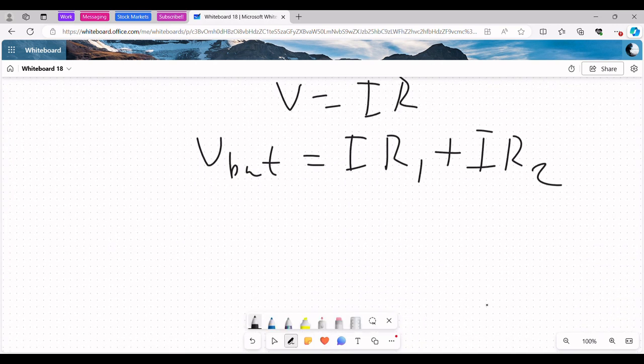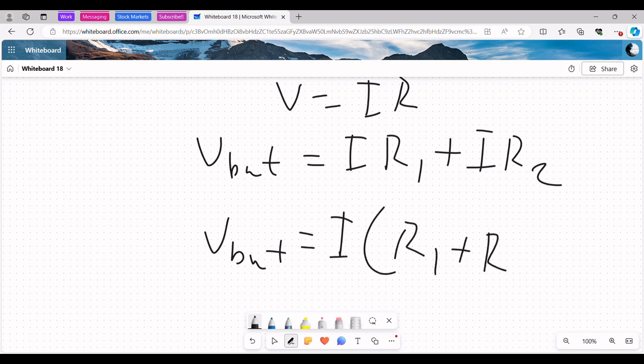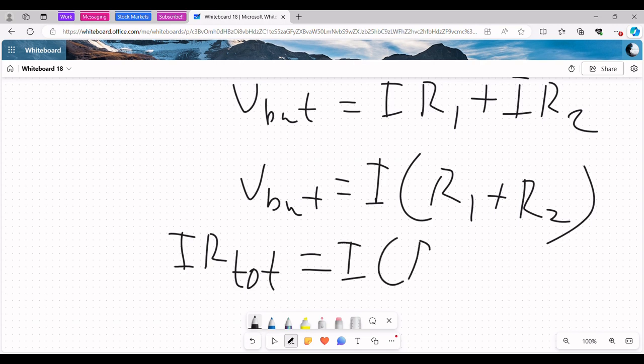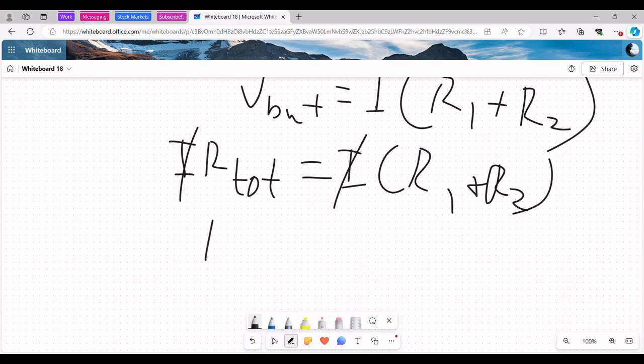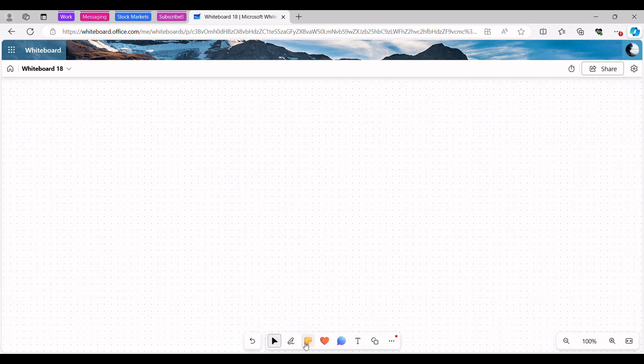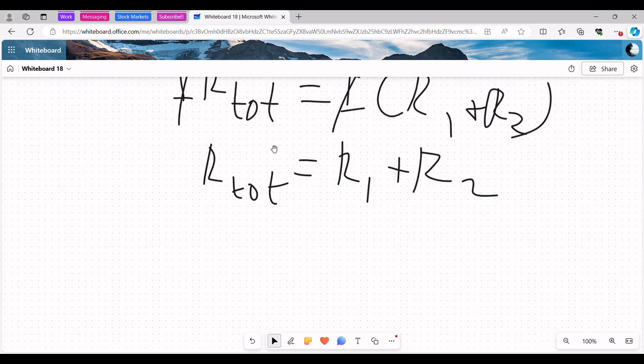All right, now we can basically just take the current common, and we have R1 plus R2. So we can see here that when we have resistors in series, the resistance adds up, and that'll give you the total resistance. Because basically we can see here that the voltage of the battery also equals I times the total resistance of the circuit, I R total. And this equals I times R1 plus R2. So then the I's cancel, and we get that R total equals R1 plus R2. So when you have resistors in series, they add up this way to give you the total resistance.